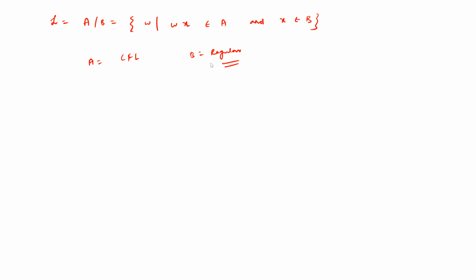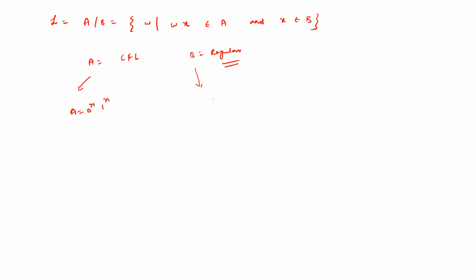Okay. This is a question, right? For the purpose of understanding it, let me take A equal to 0^n 1^n. This is a context free language, correct? Now let me take the language B as some regular language.